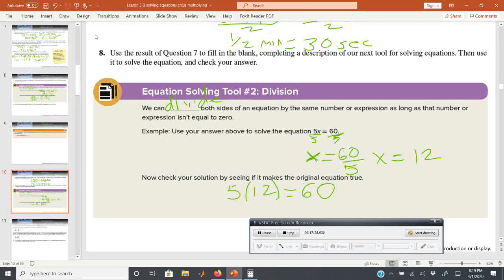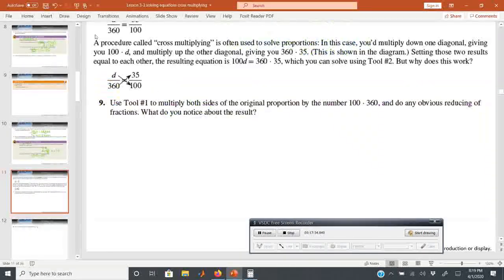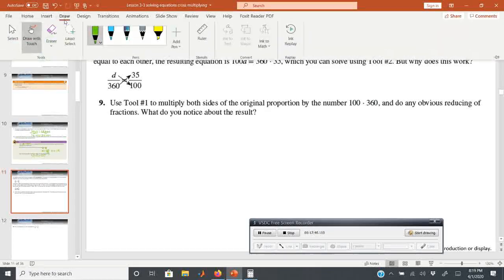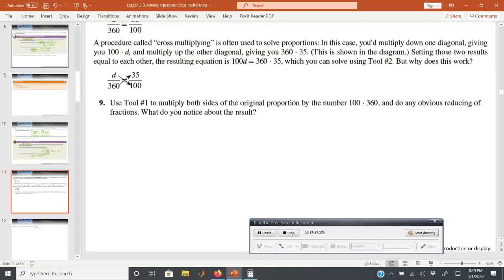5 divided by 5 is 1. 1 times x is x. So if we do that, we have to divide the 60 by 5 as well. We're dividing both sides by 5, and we get x equals 12.